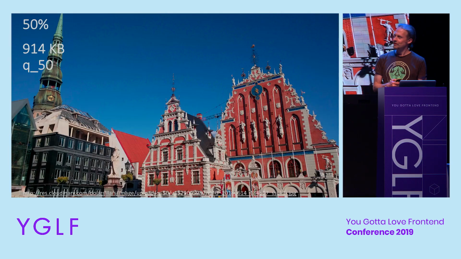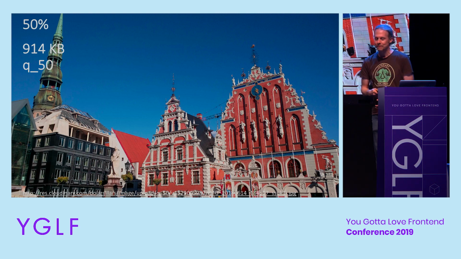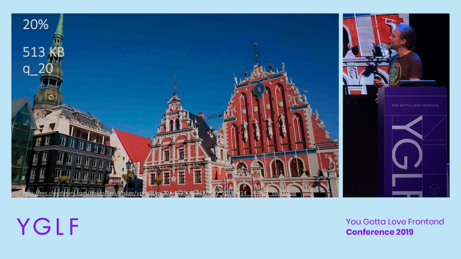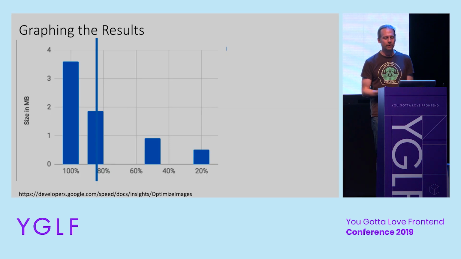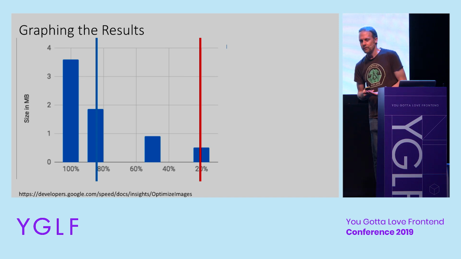You can look at 50% and you can see a little bit of banding in the sky. Sometimes you can't. At 20%, you totally can. It looks horrible, right? We wouldn't put that up on the web. So we know that we're good at 85%. We know we're bad at 20%. But where's the sweet spot in the middle? There are tools that'll do this for us.